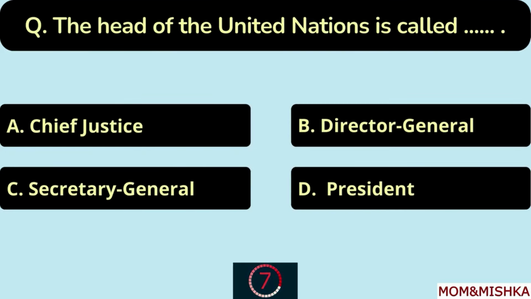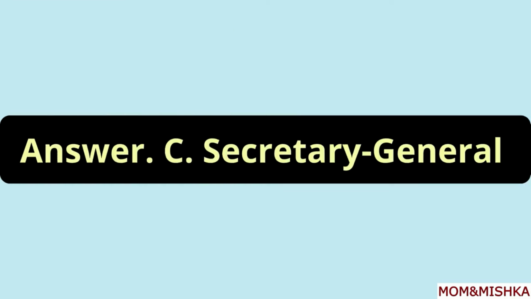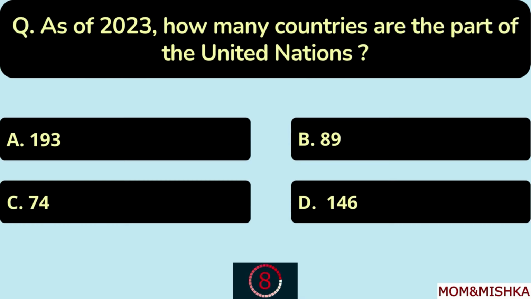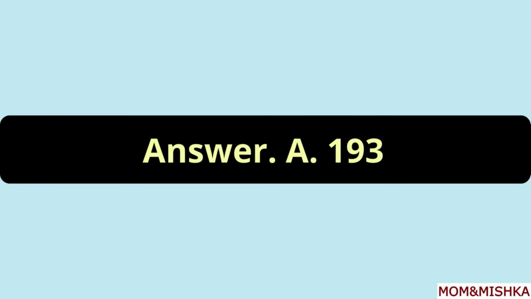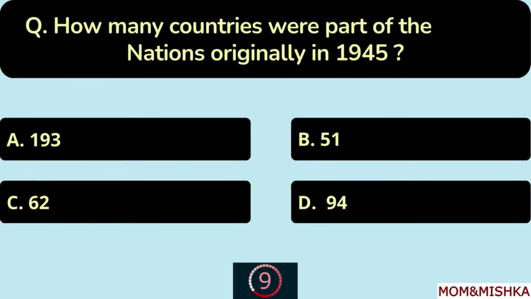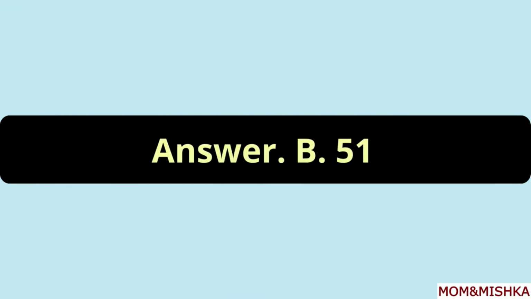The head of the United Nations is called blank. Option C, Secretary General. As of 2023, how many countries are part of the United Nations? 193 countries, option A. How many countries were part of the United Nations originally in 1945? 51 countries, option B.